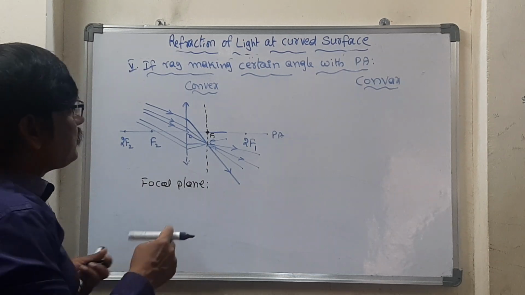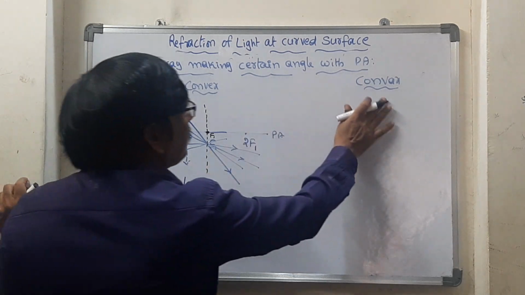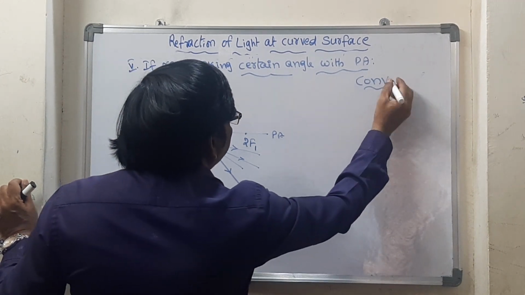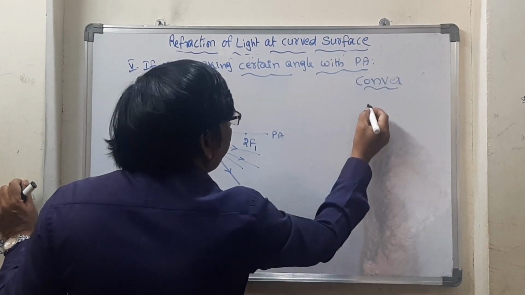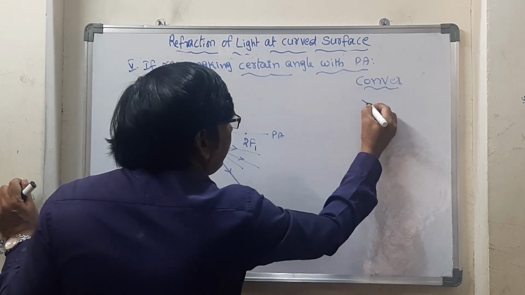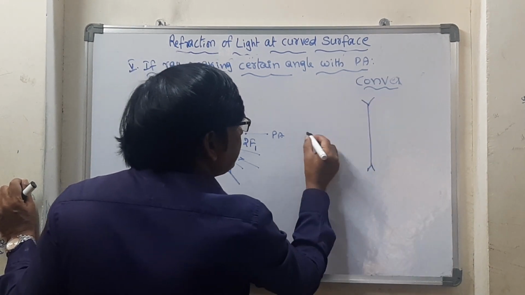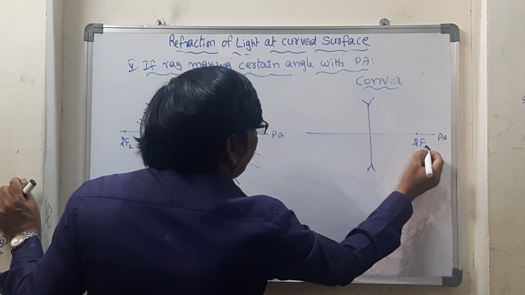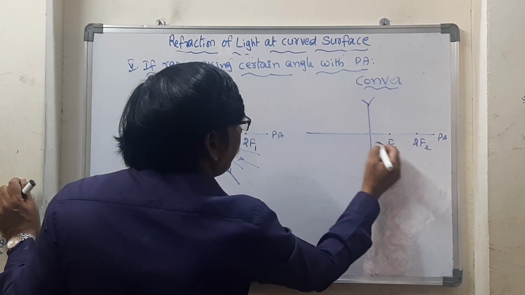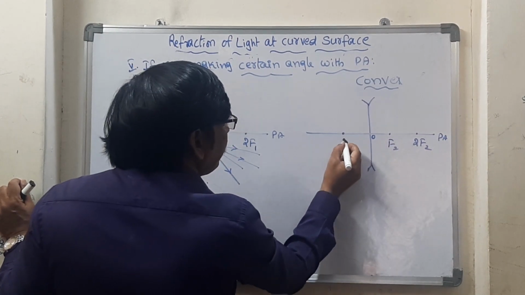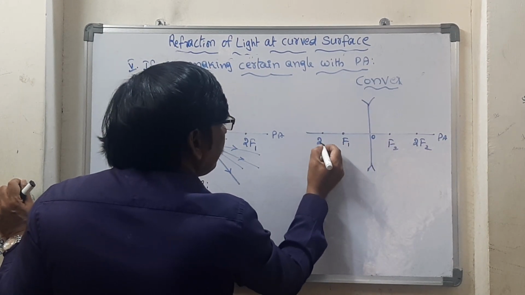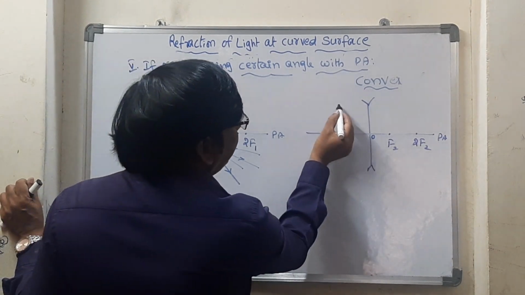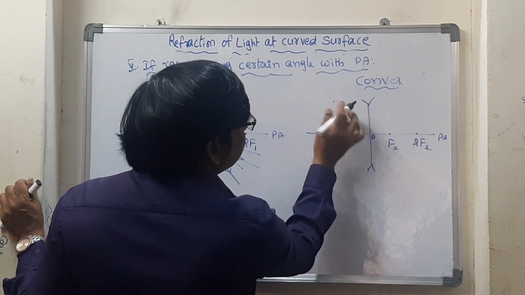Okay, now let's go to the focal plane for a concave lens also, and see how it is. For this one, first of all, let us take a lens, principal axis, 2F2, F2, optic center, F1 to F1. So here first a ray is passing towards like this.